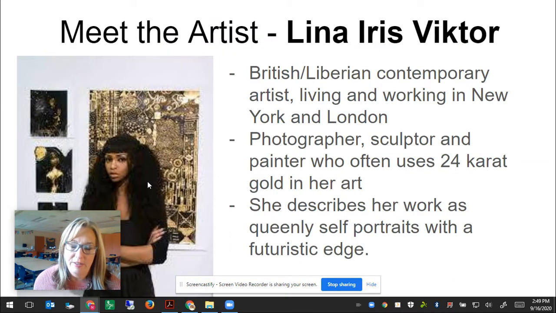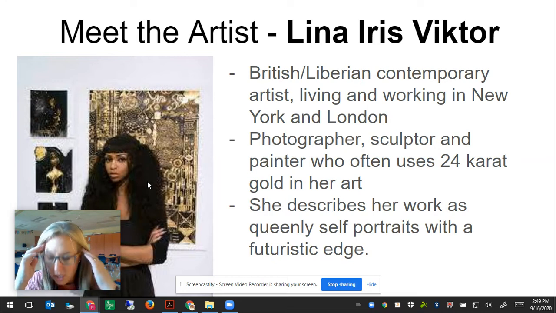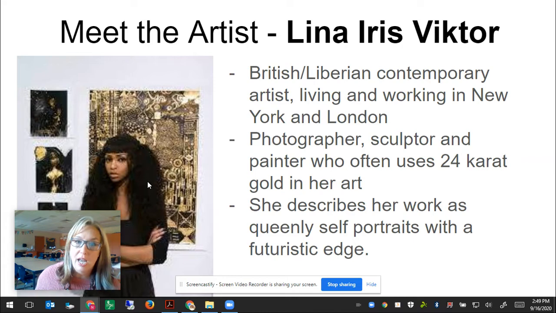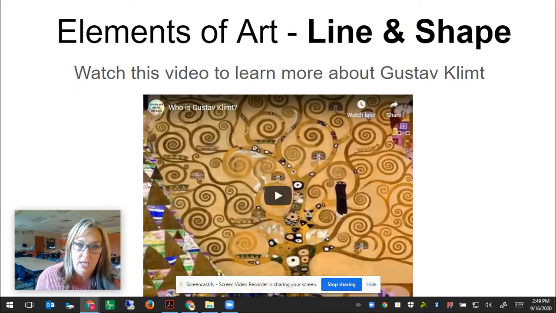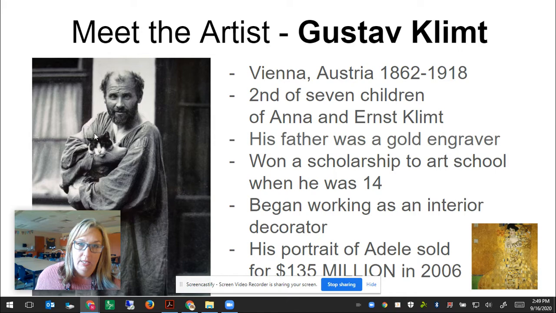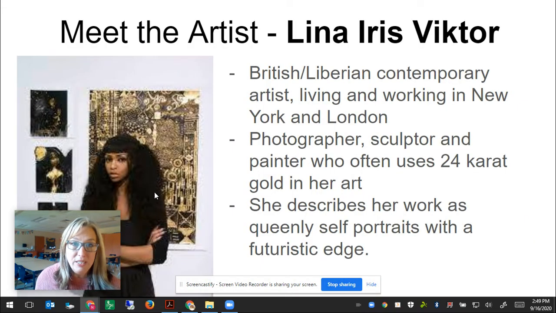This is Lena Iris Viktor. I am really trying these days to incorporate more contemporary artists to inspire you, people who are living. So if you're not inspired by Gustav Klimt from Austria, this guy who's been dead since 1918, sorry, Gustav, you might be more inspired by this woman, Lena Iris Viktor, who's living right now and making art and selling art and making a living off of her art. She is British and Liberian. Liberia is a country in Africa, I believe, and she lives and works in New York and London.